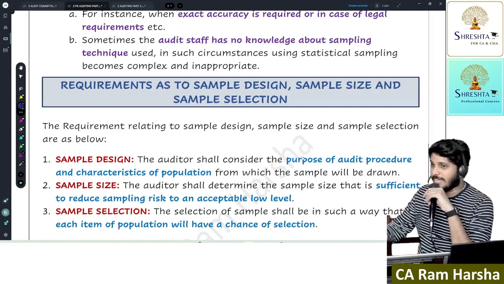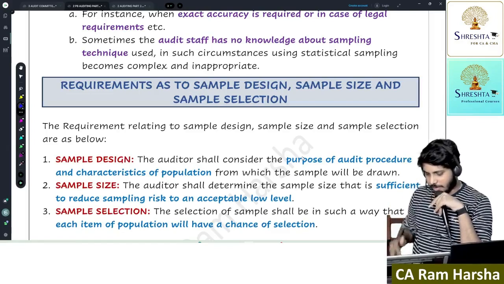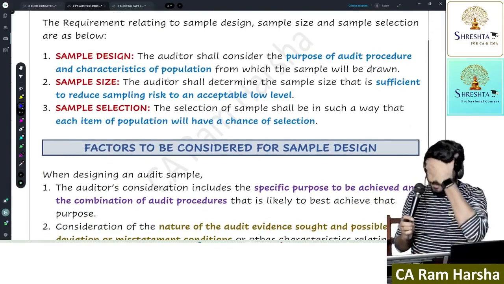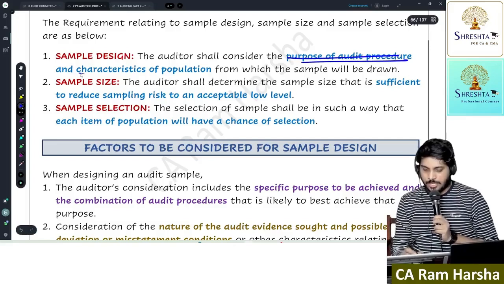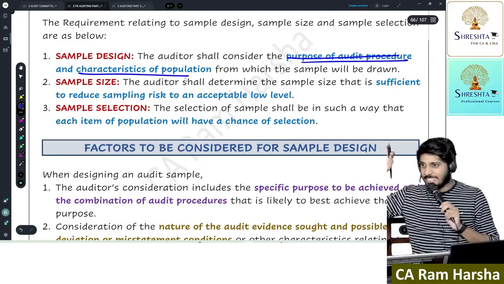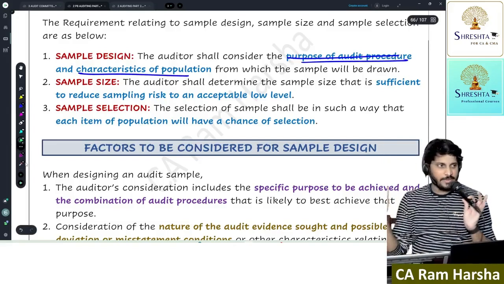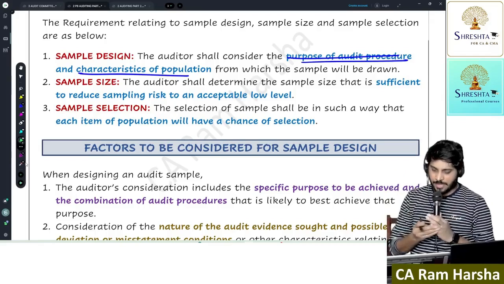So what is SA 530 requiring? First, sample design. Which method should you follow? First, understand the purpose of the audit procedure and the characteristics of the population, and then select the design accordingly. If the population has wide variation, I'll go for stratified sampling. Otherwise, I'll go for simple random sampling.